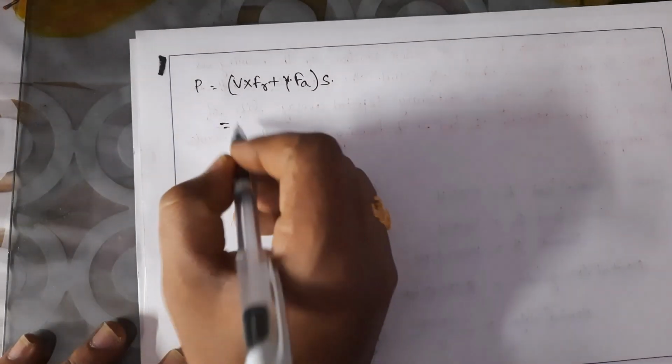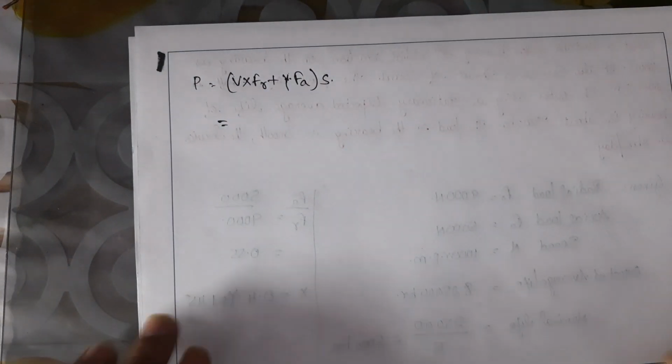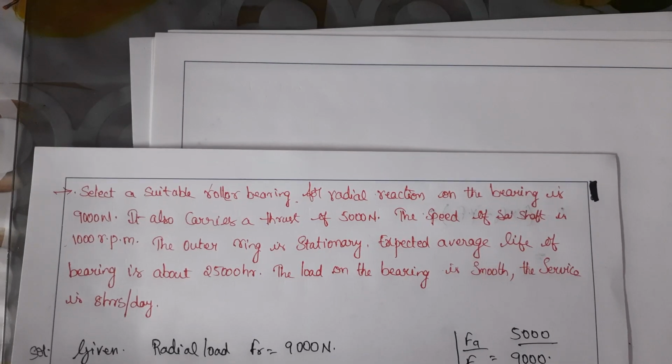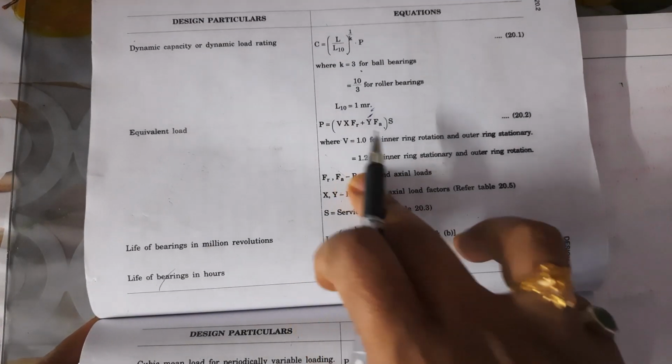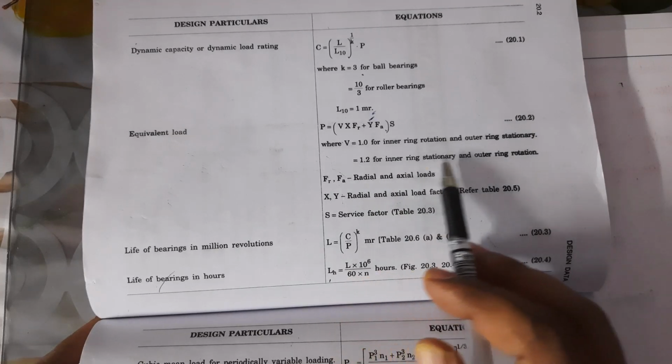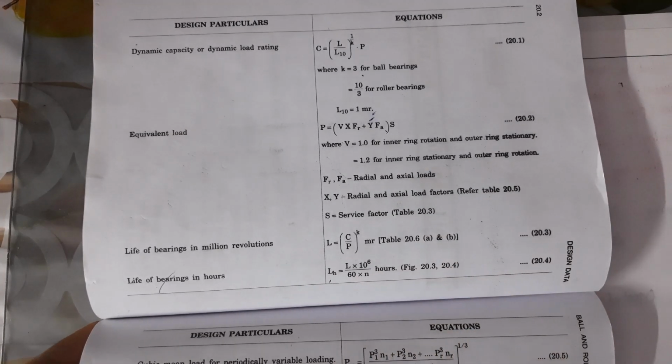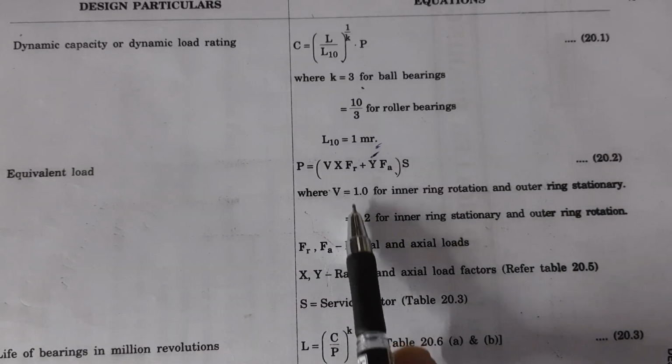The next thing we have to do is place the values. In the question itself he has mentioned that the outer ring is stationary. If the outer ring is stationary, we have to take V equal to 1.0 for inner ring rotation and outer ring stationary. So in the question he has mentioned outer ring stationary, that's why we take V equal to 1.0.